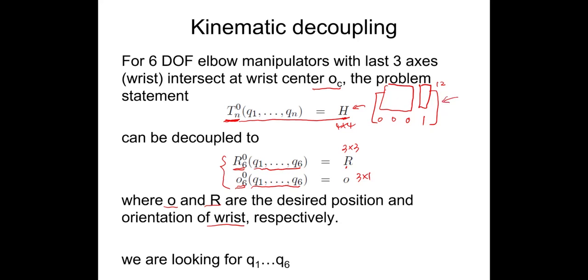So now the question becomes, we want to solve these 2 equations so that we can solve for Q1 to Q6, the 6 joint variables. It could be theta i or Qi, depending on whether it is a prismatic joint, di, sorry, or a revolute joint. A revolute joint is going to be theta i.